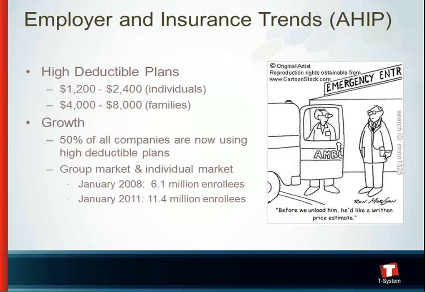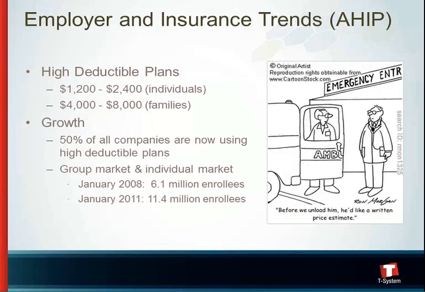Certainly, we begin to see in this particular decade the growth and the launch of high deductible health plans. Today we've seen that deductibles range anywhere from $1,200 to $2,400 for individuals depending on the plan type, and we've seen families grow from $4,000 to $8,000 for family coverage. Couple that with the previous slide on the decline in median net family income, and $4,000 to $8,000 for a family is a substantial impact on the family's net income.